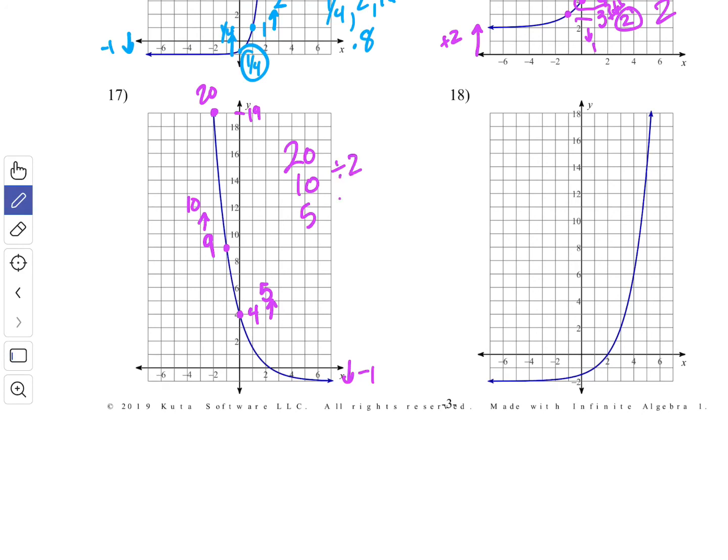So we have 20, 10, 5. So we're dividing by 2, or times-ing by a half. And we should have started at 5, so y equals 5 times 1/2 to the x, subtracting 1. Okay? And finally, number 18, this one got shifted down by 2.